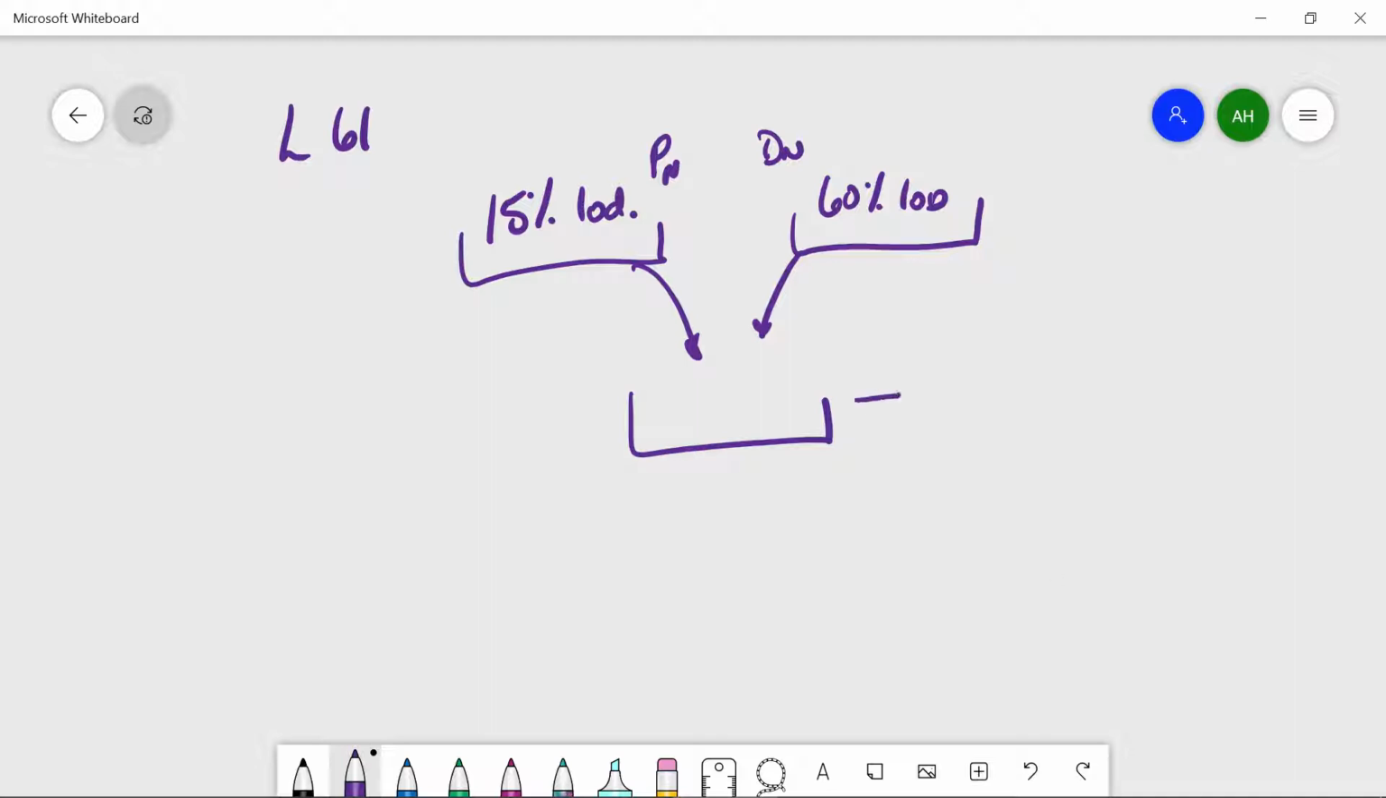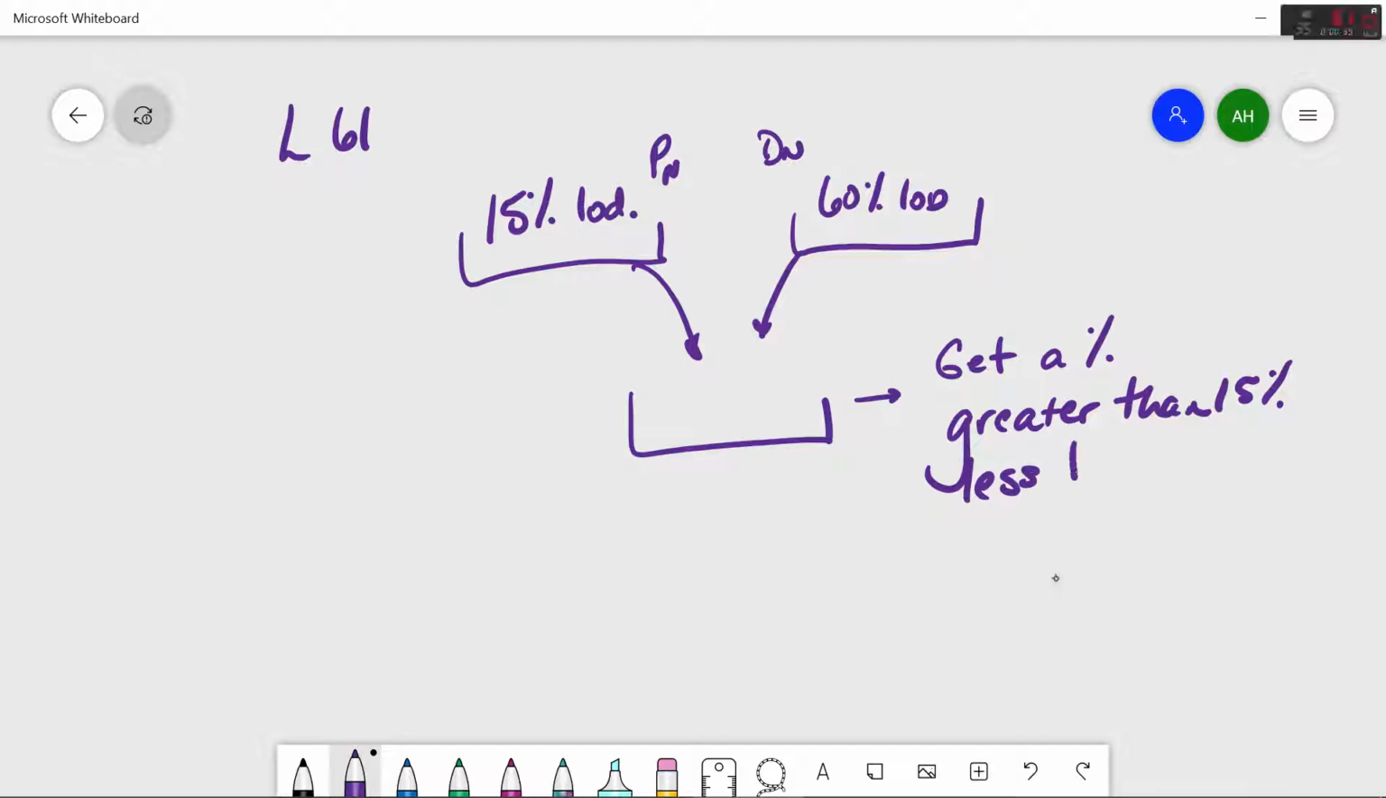Down here we get a percent that's going to be greater than 15% but less than 60%. So it's going to come out in between those. That's what we were doing there: taking these two things and combining them, and we come up with something else that's in between the two.